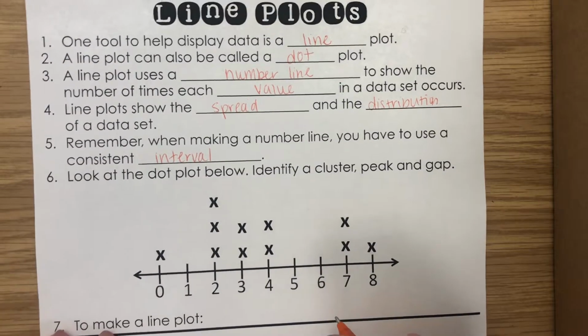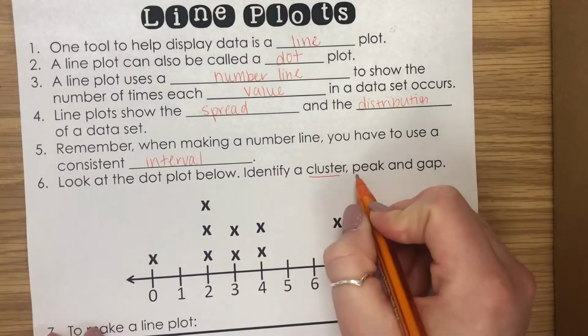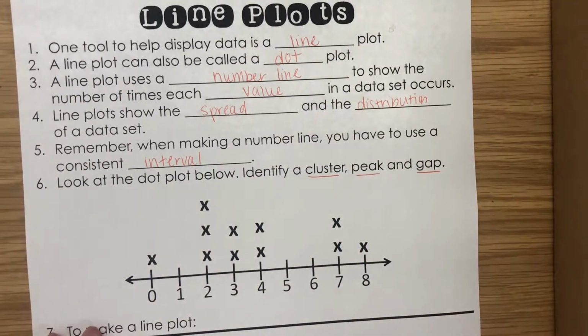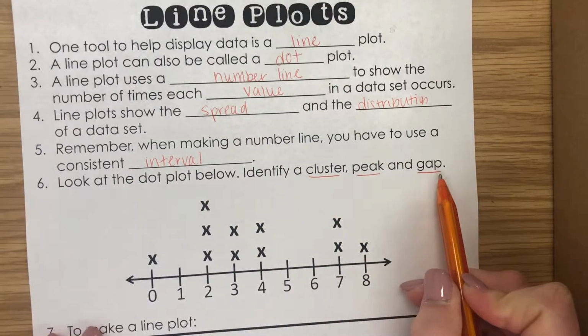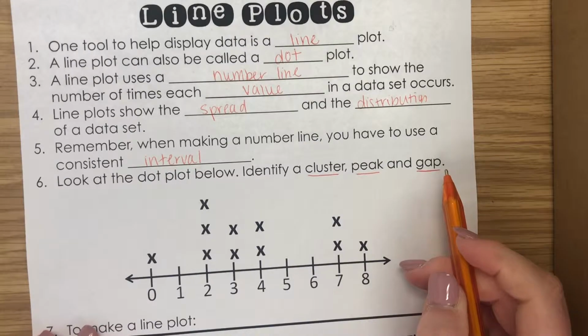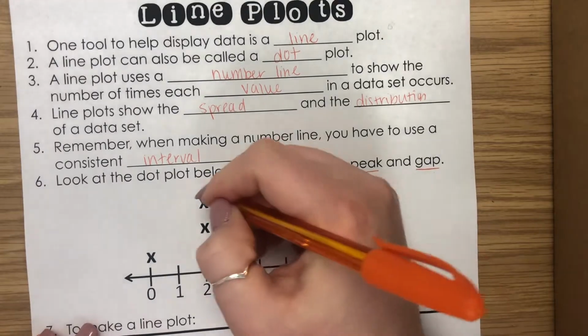So if we look at number 6, we're going to look at the cluster, the peak, and the gap. Now, you probably have no clue what any of these 3 things mean, so we're going to talk about that together. Okay? So the peak, all that is the tallest part, just like the peak of a mountain. So our peak would be right here.